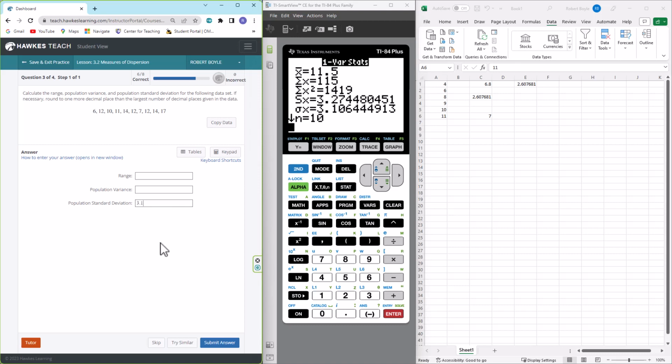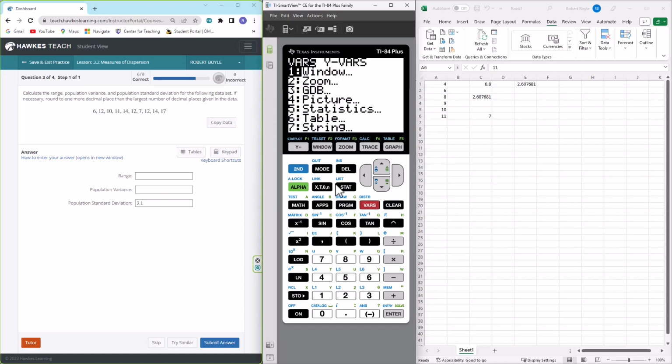For the population variance, we need to square this value. The easiest way to do that is to go to VARS, statistics, so just hit 5. We want to go down to 4, okay? And the variance is that number squared. And that gives me 9.65, in this case 9.7.